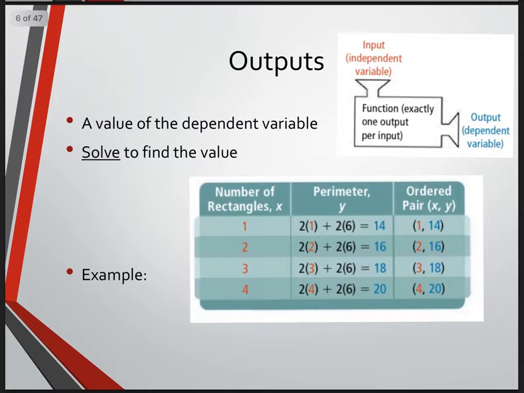So output is a value of the dependent variable. You solve to find this value. You've seen the function machine picture before, I'm sure. Independent, that's your x's go in, right here. And you have a function here, out comes the y's, right? So there you go.